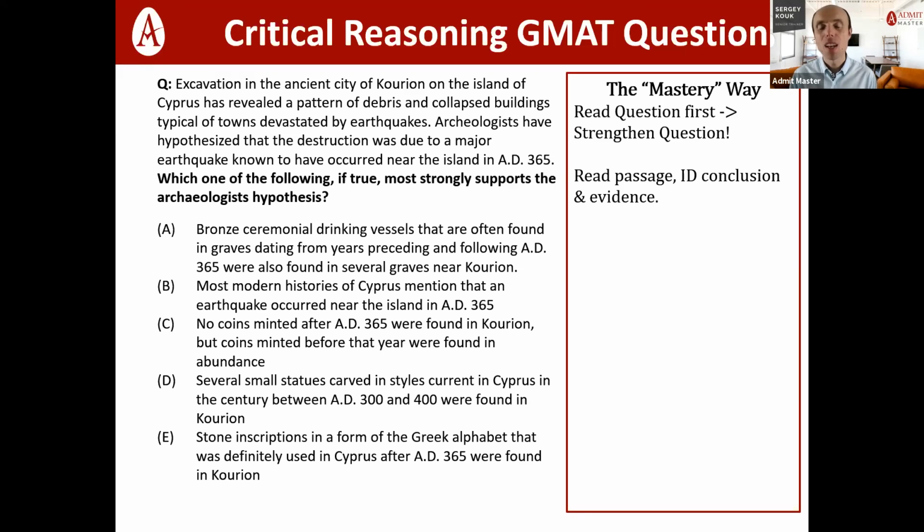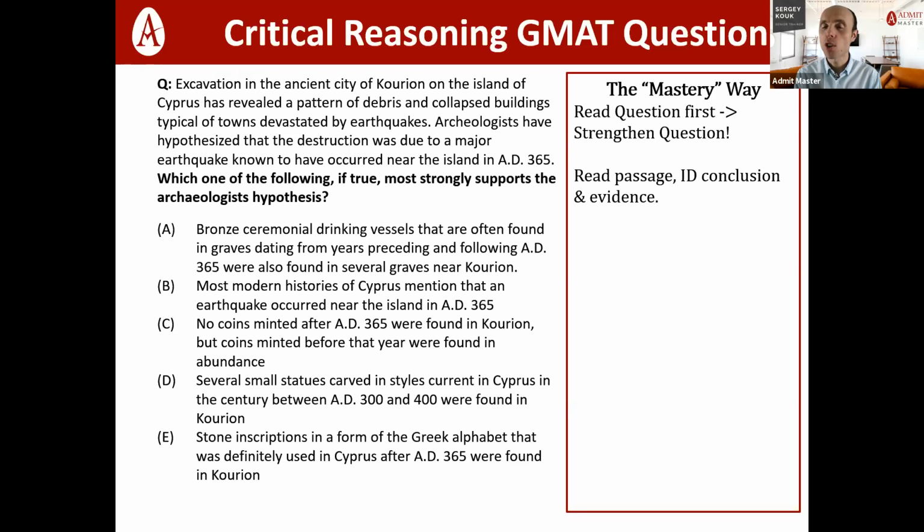Yeah, that's very important. But here's the thing. What is the evidence that we have here? Well, we know that the town was likely destroyed by an earthquake just because of this excavation, and that's what we've determined. We also know that there was an earthquake in 365 because at the very end of the argument, we have the words known to have occurred near 365. What we don't know is whether this town was destroyed by that earthquake. That's what they hypothesize. They say the town was destroyed by this earthquake in 365. That is something we're trying to prove.